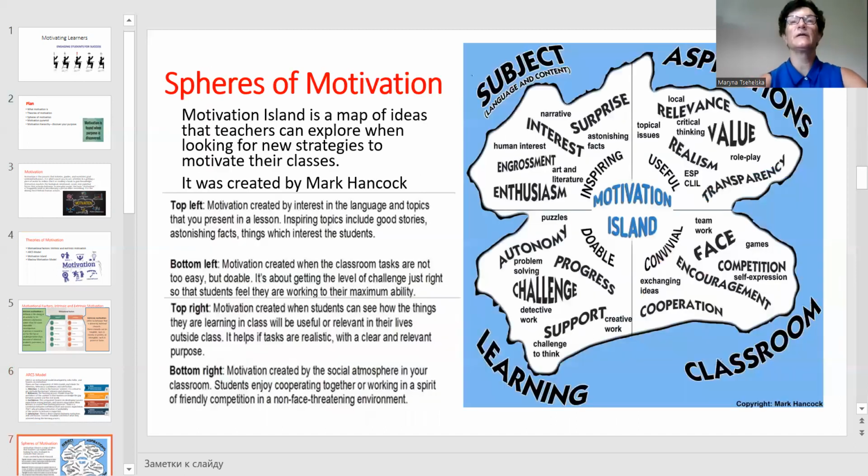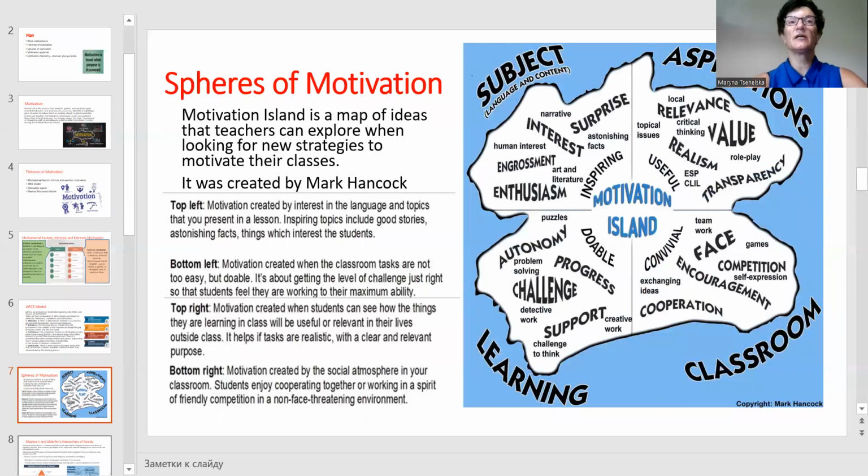Very close to this model is the model called the Motivation Island. It was created by Mark Hancock, who said that it's important to motivate our learners in the subject, then in their aspirations, in the classroom, and in learning itself.